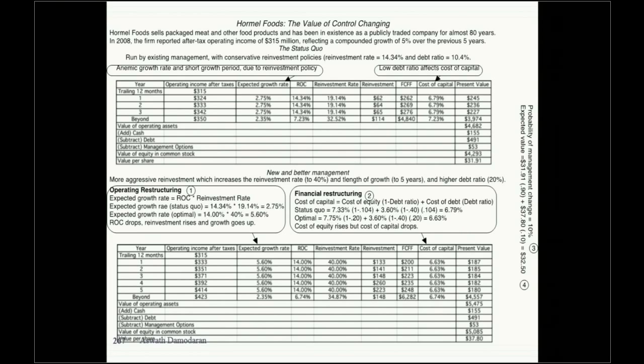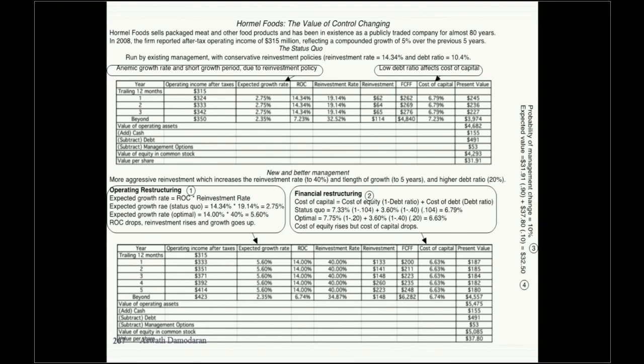They have a low reinvestment rate and a low growth rate. So I gave them that. They also use very little debt. Why? Because they're a conservative company. They don't like borrowing money. So with the low debt ratio and the low growth rate, the value per share that I got for Hormel was about $31.91. So let's call that the status quo value with the existing management in place. Then I revalued the company with somebody else. You're saying who?